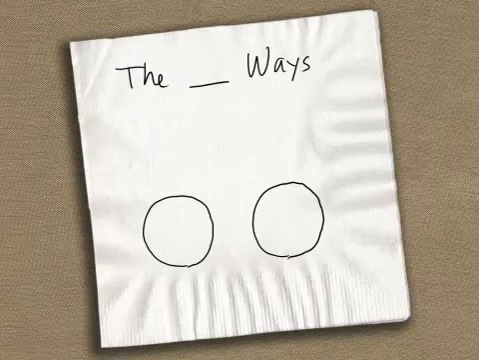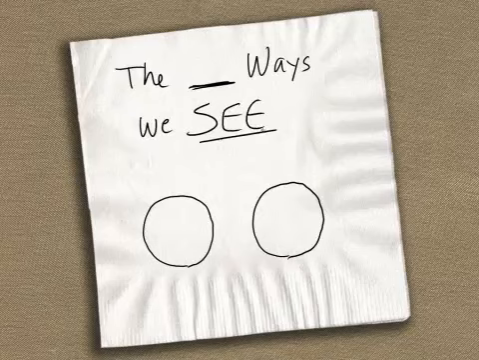Our lesson now is the blank ways we see. And based on some of the things we've talked about already, how many ways do you think they might be? There are, in fact, 6. The 6 ways that we see.